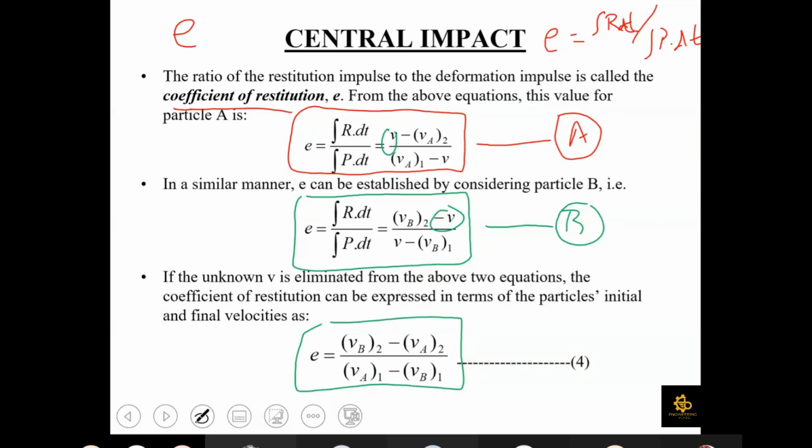Yes, sir. ठीक है, so once you eliminate V from equation A and B, you are going to get the equation for this coefficient of restitution to be equal to VB2 minus VA2 over VA1 minus VB1. Okay, now my next question is, what does this VB2 minus VA2 represent? Sir, difference in the final velocities. इस डिफरेंस को हम कोई खास टर्म कहते हैं?